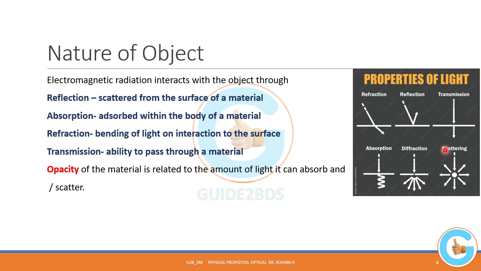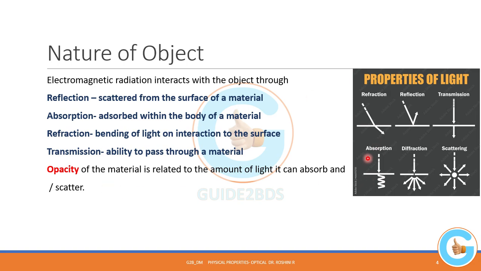And also in transmission, with regard to dentistry, you need to know that whenever the light which is passing through the surface is transmitted completely, those types of objects are called transparent. And whenever the amount of light transmitted through an object is only 10% and the remaining 90% is absorbed within the object, as in absorption, it is called opaque.